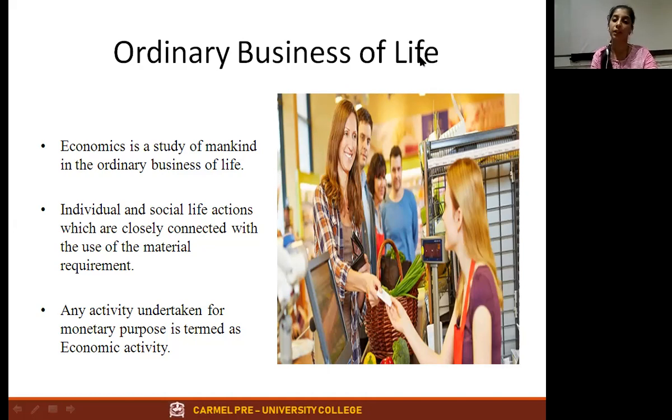Any activity which is undertaken for monetary values is called an economic activity. Any activity which is undertaken for a monetary purpose is called an economic activity. Without money, it is called a non-economic activity. Your parents doing house chores is a non-economic activity, wherein there is no monetary transaction, correct? So where the monetary transaction takes place, there arises the economic activity.